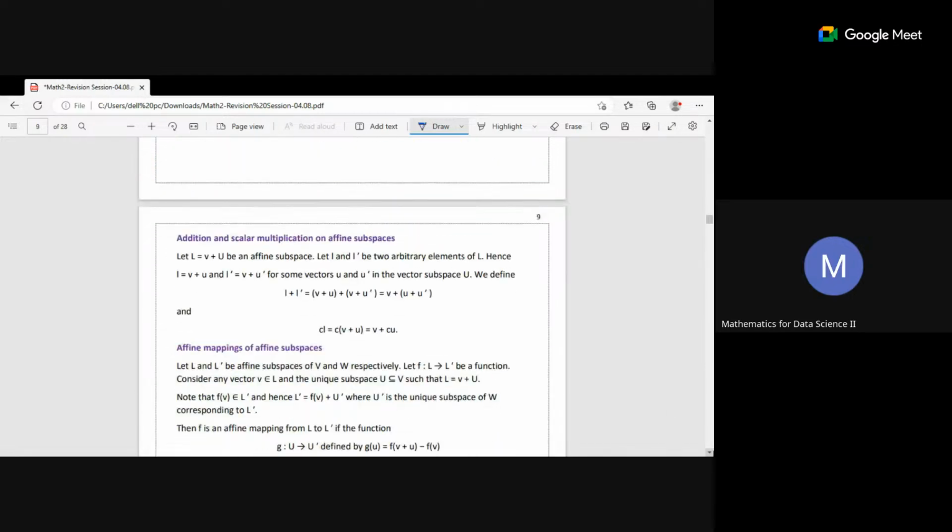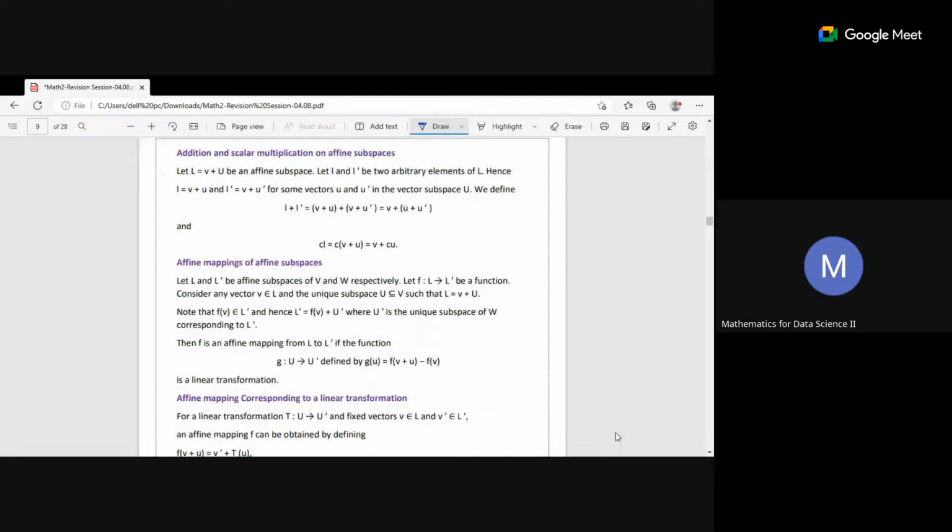Before that, let us first see what addition and scalar multiplication are on affine spaces. You take the affine space L is equal to V plus U. How do you add two elements? You have elements V plus U and V plus U dash. Then the addition is only for the component of the subspace and not for this vector V. Remember, the addition is only for the subspace and not for this vector. And in the same way, scalar multiplication is also only for the subspace component and not for this vector.